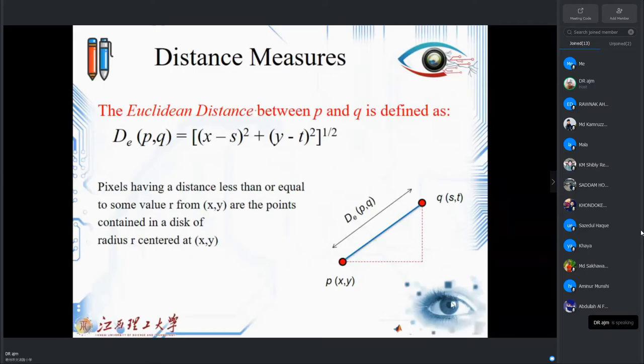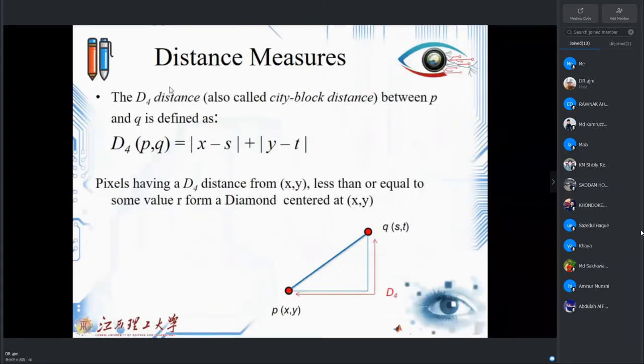Then the next is the distance between points P and Q, D4, also called city block distance. It is defined as the absolute value of X minus S plus the absolute value of Y minus T. Each distance measurement has some specific name. And as you will see, the pixels having a D4 distance from x, y less than or equal to some value r form a diamond centered at x, y.